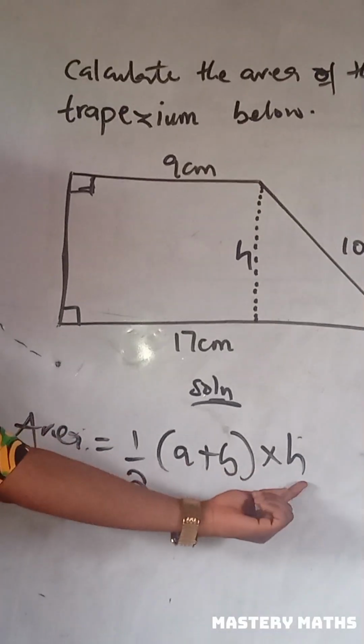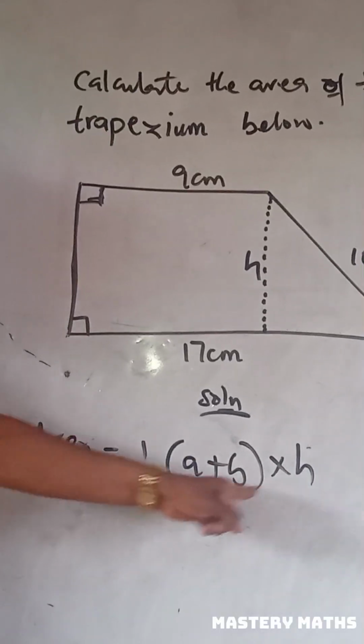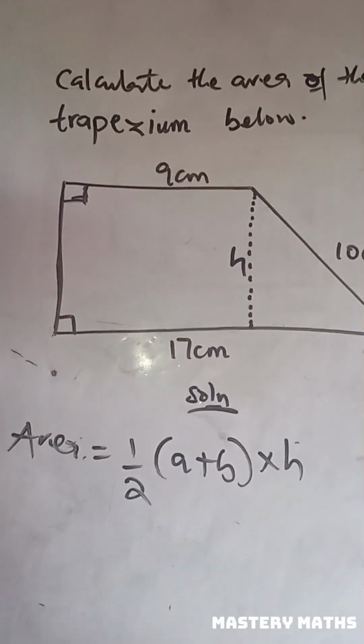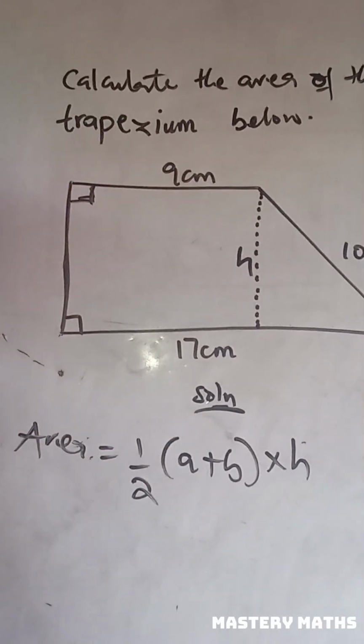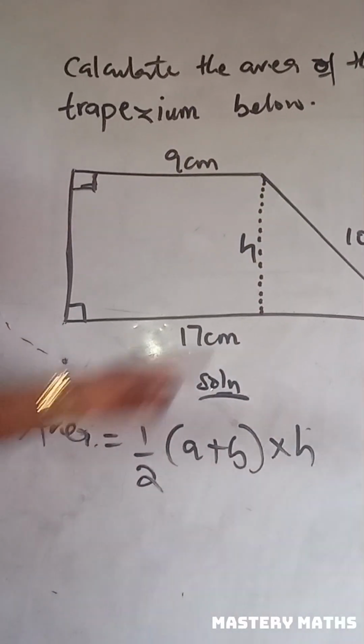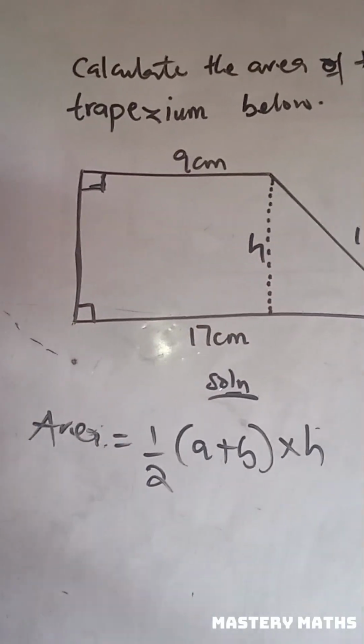So we need to get the height. When we substitute all these values, we're able to get the height. Now, how do we get the height? The height is not here. We need to solve for it. Like I said, you create the height there in the trapezium. And because the height is not given, we'll call it H. We need to look for the height.